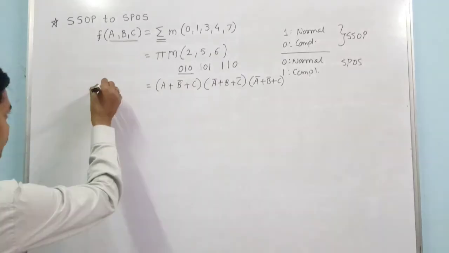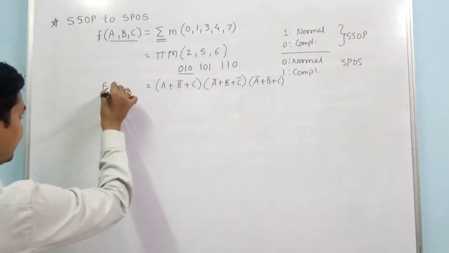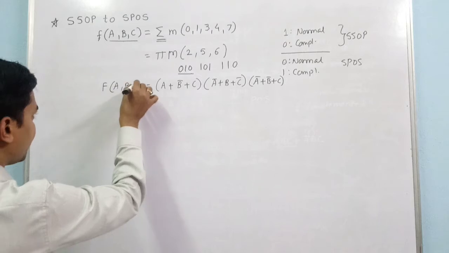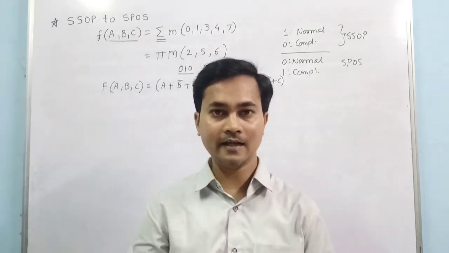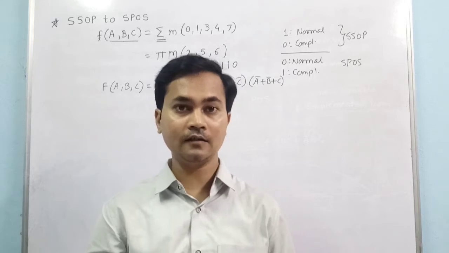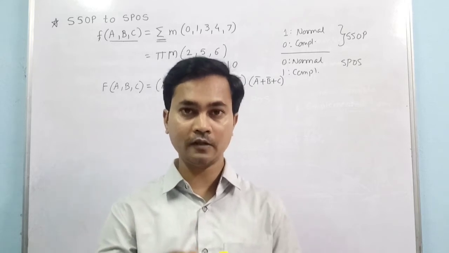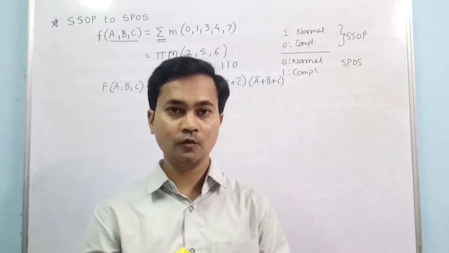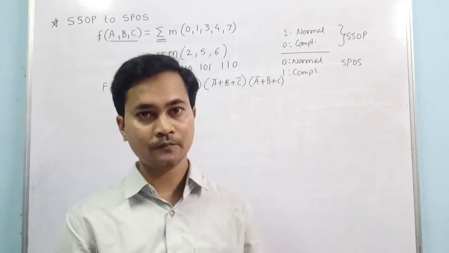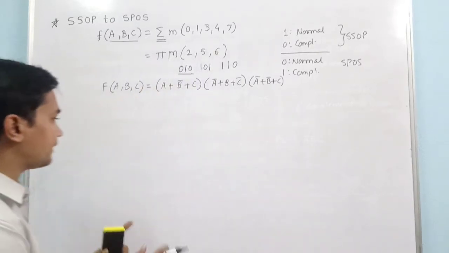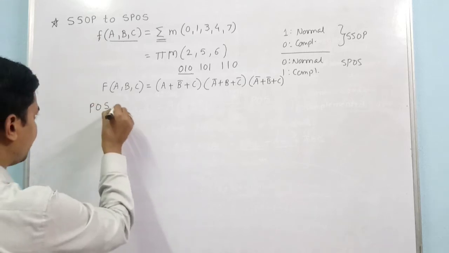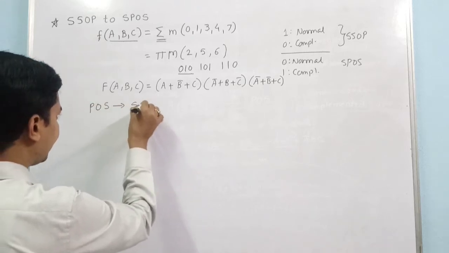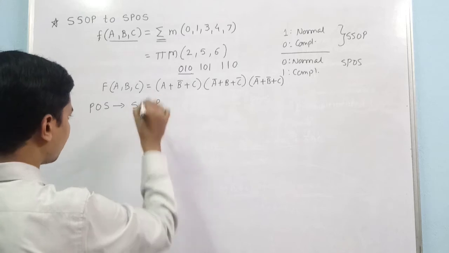So we have converted it into capital F of A, B, C. Now if it is asked in the exam to convert the given POS form expression to standard SOP form, let us see one example based on that. We have to convert POS to standard SOP form.